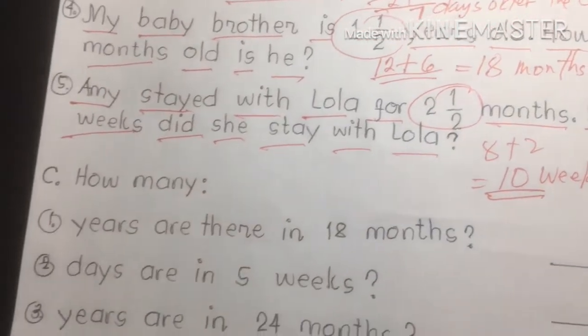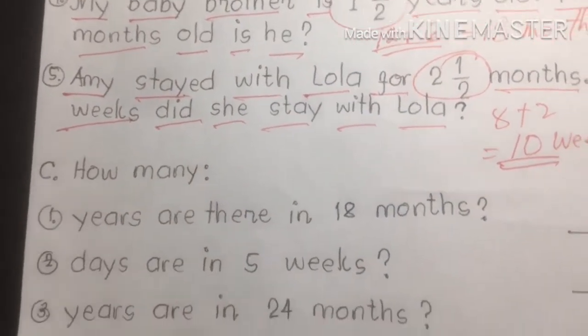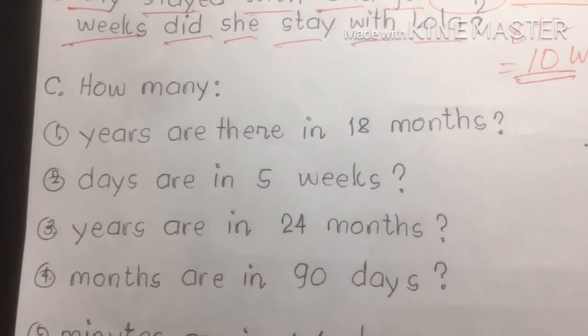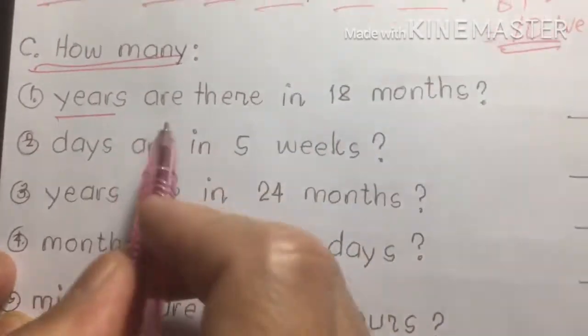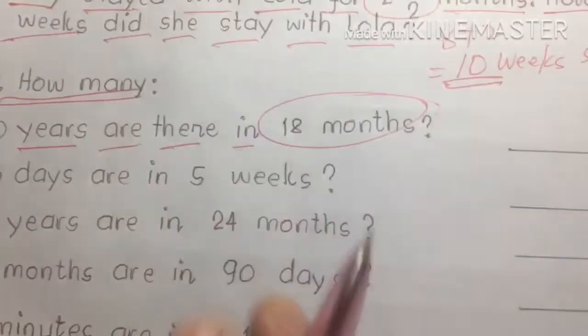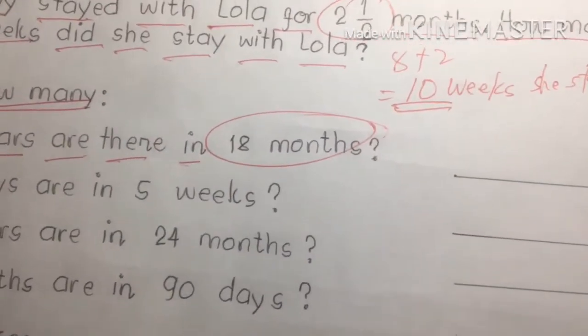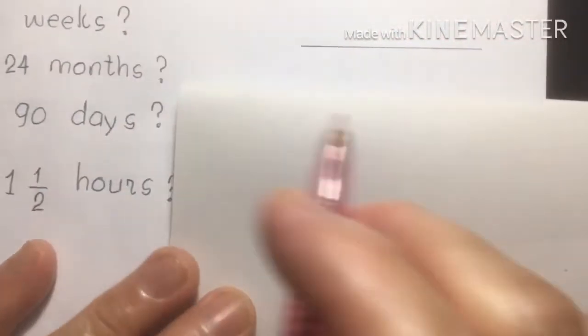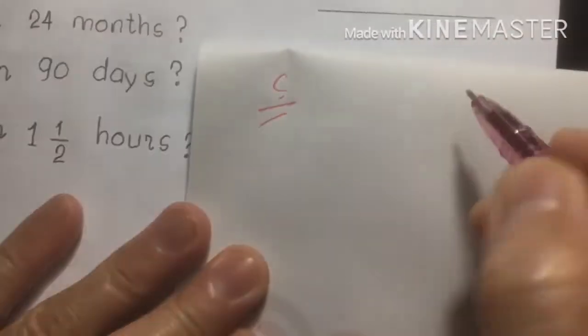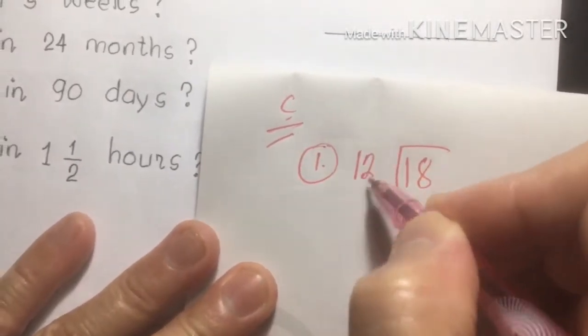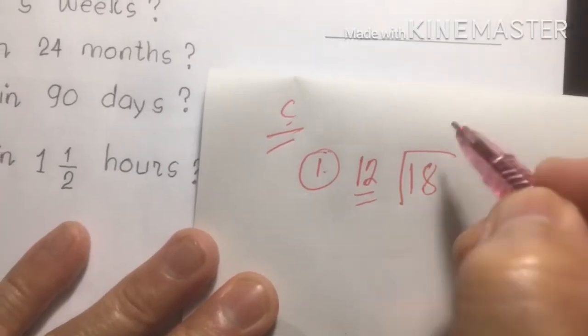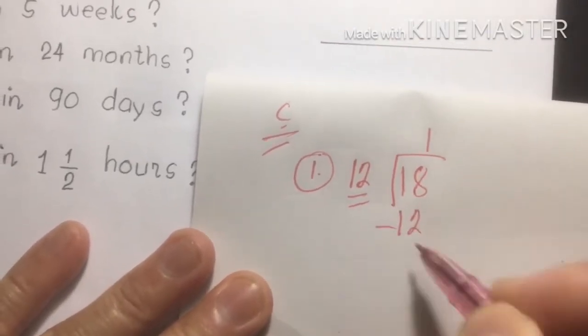Next is letter C. Okay, for letter C, my dear viewers, please follow. How many years are there in 18 months? So I'm going to show you, in 18 months class. So we're going to write here letter C. So 18 months, number 1. So we jot down 18. So divide by 12. So you know what is 12? 12 months is equivalent to 1 year. So we have 1. So bring down 12.